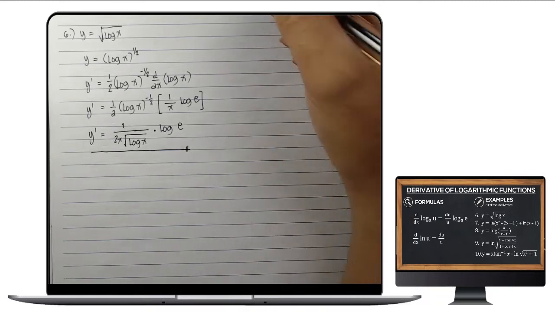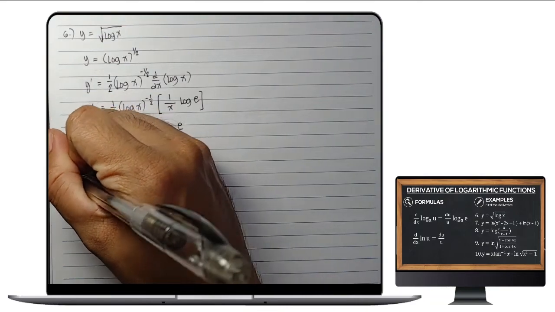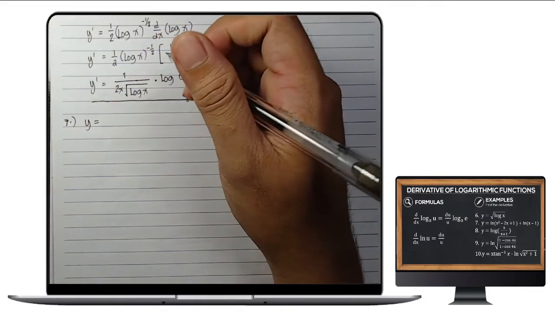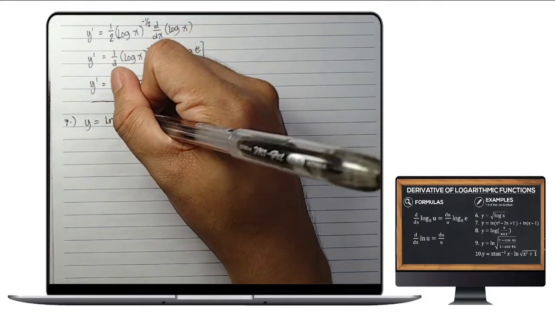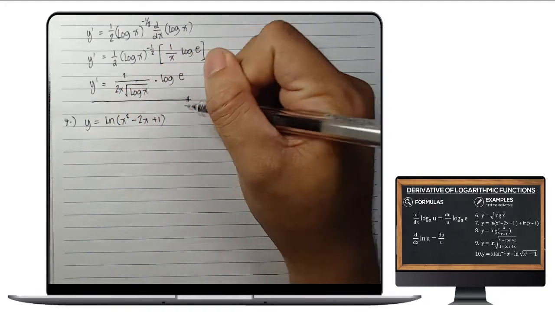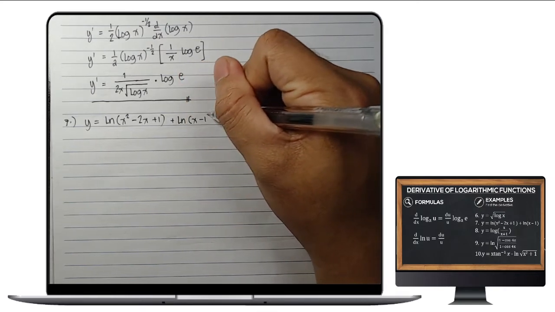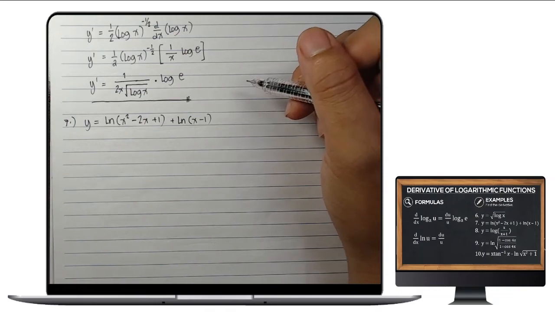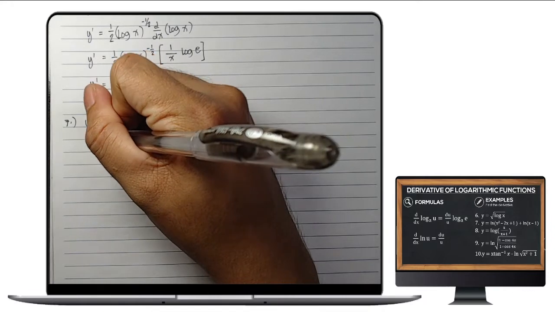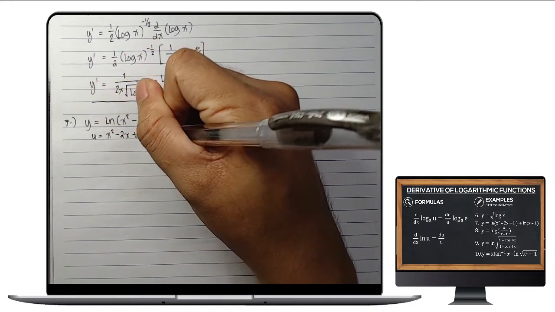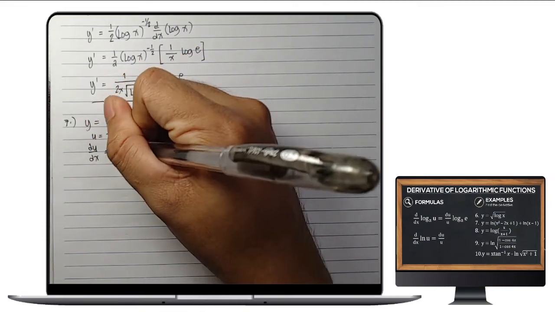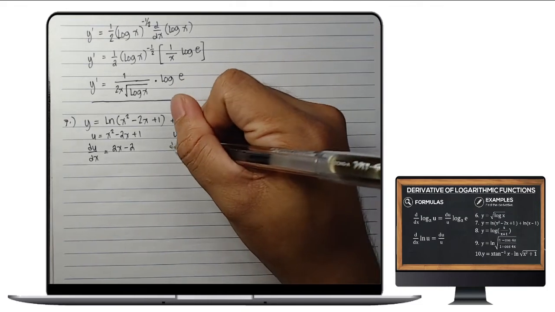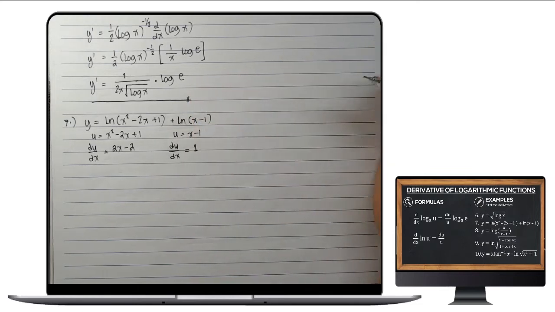Then let's have number 7. So for problem number 7, we have y is equal to ln of x squared minus 2x plus 1 plus ln of x minus 1. Okay? So we can take the derivative of this one at a time. We can separate them. So here in the first, we can let u be equal to x squared minus 2x plus 1. And when we get the derivative of this u with respect to x, this is simply 2x minus 2. Then, on the other side, we have u as x minus 1. Then, when we get the derivative of this u with respect to x, we have positive 1.